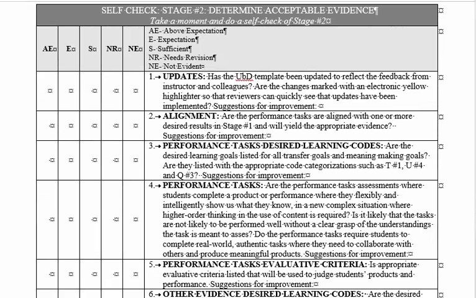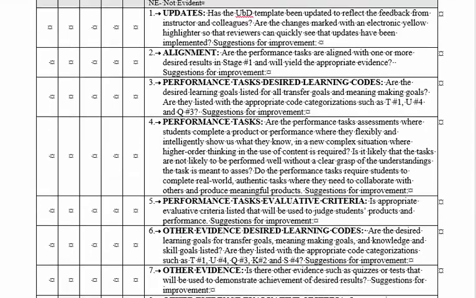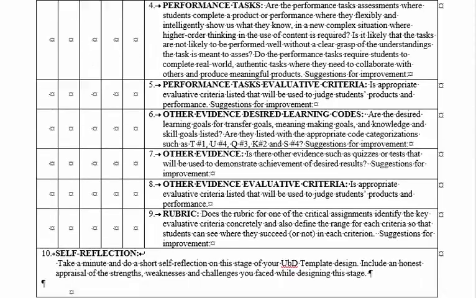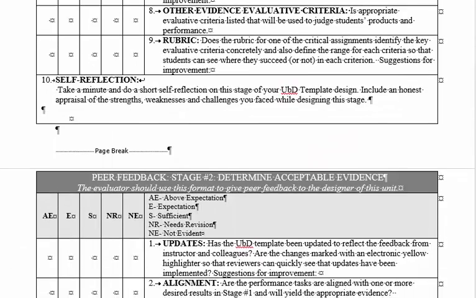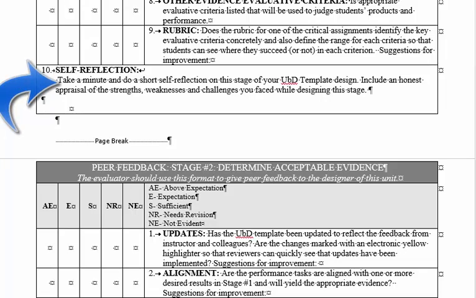The next section is your self-check for stage 2. This is basically your self-evaluation. You had done this previously in section 1, and once again you'll be doing this again here in section 2. So asking you about updates, alignment, performance task, and then you will evaluate yourself. At the end of this, there is a self-reflection where you should list your strengths, your weaknesses, and the challenges that you faced when developing this stage.